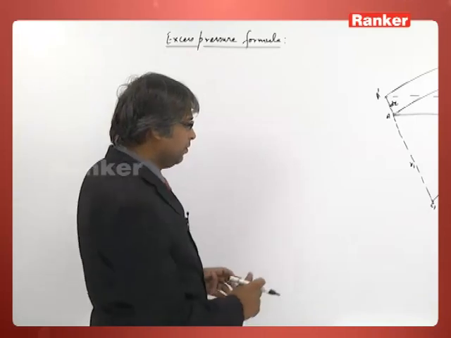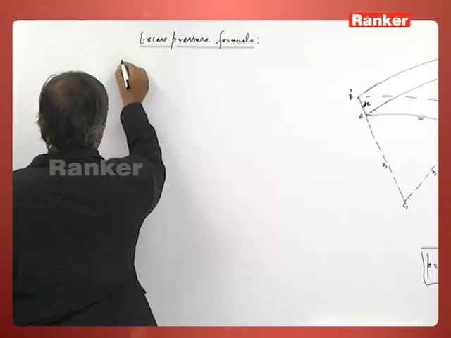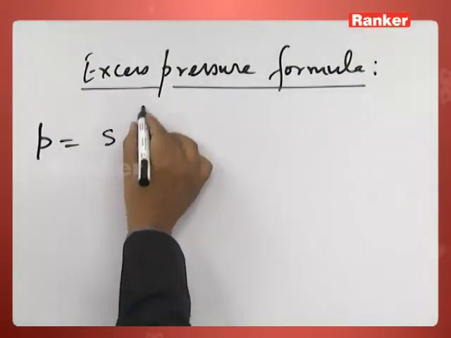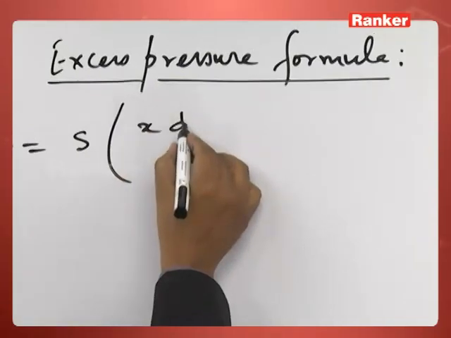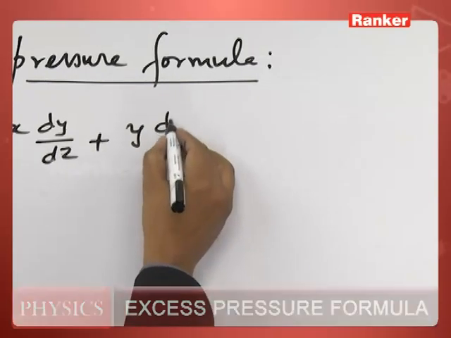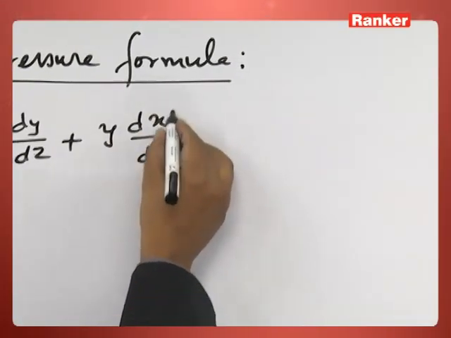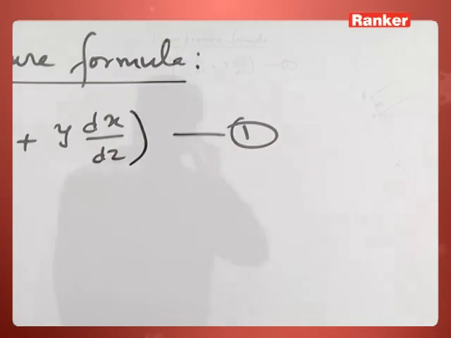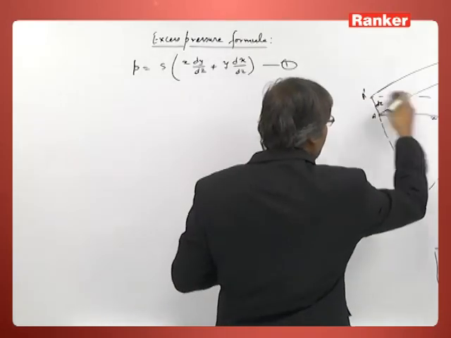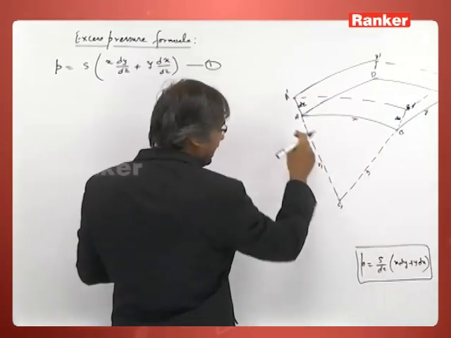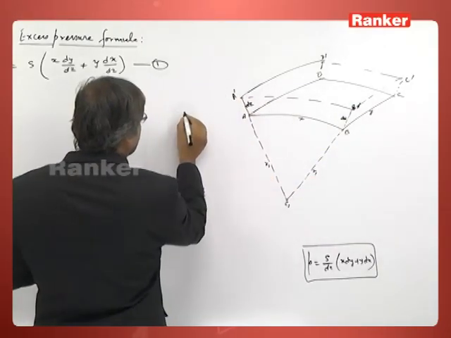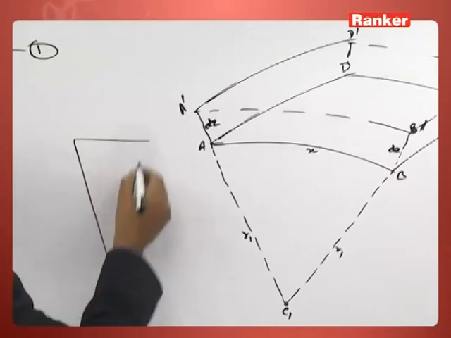So, now we have my formula for excess pressure, which we have to calculate: S times (x dy by dz plus y dx by dz). Let us write this as 1. Now you can see these two triangles here, A C1 B and A dash B1 C1. I am just drawing these as straight triangles.